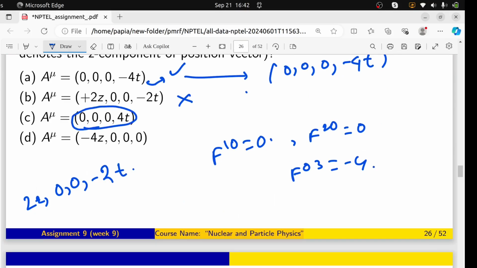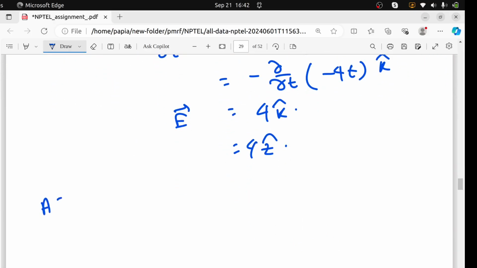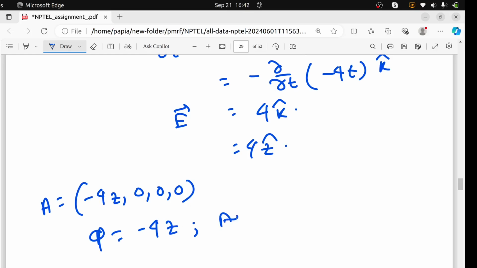Now come here, (0, 0, 0, 4t). Obviously we have seen that (0, 0, 0, minus 4t) is the correct one, so (0, 0, 0, 4t) will not be the correct one. Now come to this one, (minus 4z, 0, 0, 0). Here we can see our φ is minus 4z, but A1 is 0, A2 is 0 and A3 is also 0.